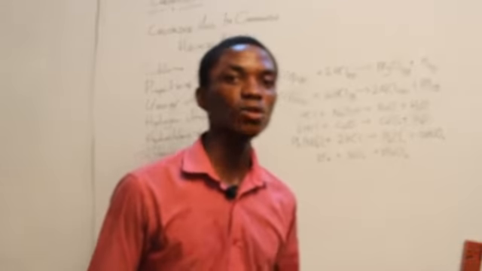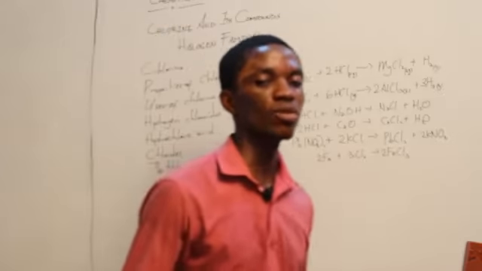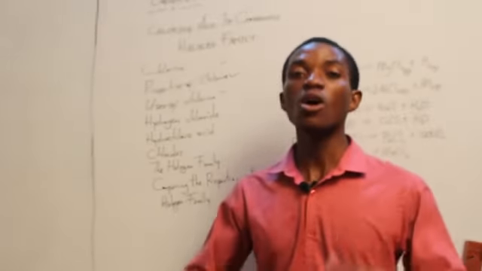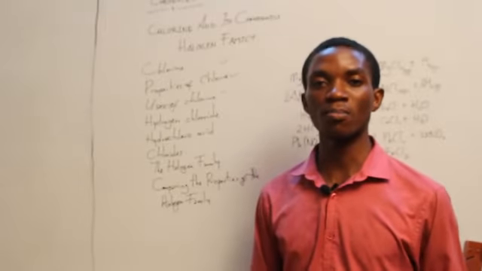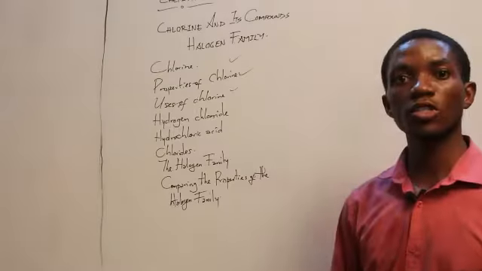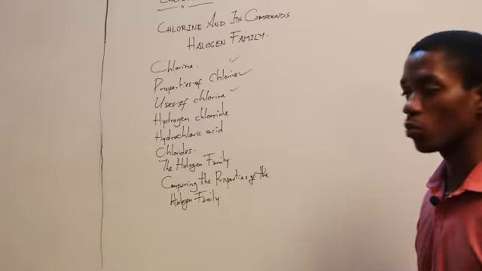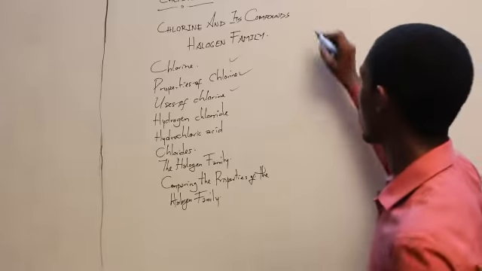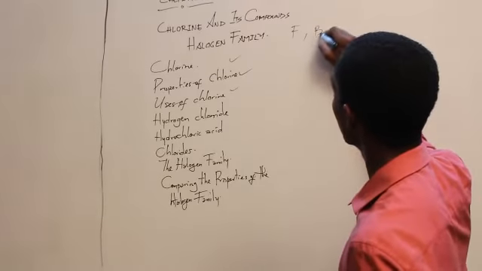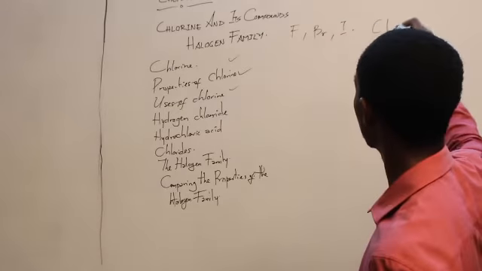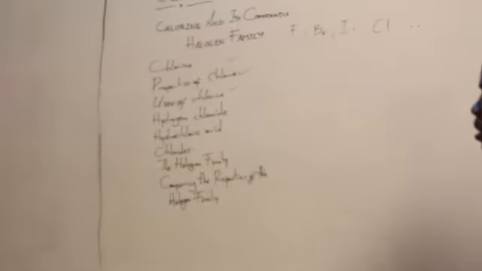So let's look at the halogen family. We've talked about chlorine, and chlorine is a member of the halogen family. In fact, it is described as the major member, the number one member of the halogen family. So let's discuss the remaining family members. Those are fluorine, bromine, and iodine. Of course, we've talked about chlorine. So fluorine, let's start with that.